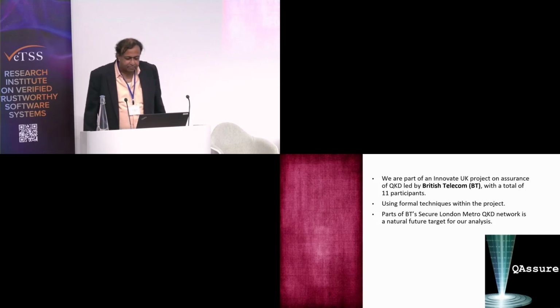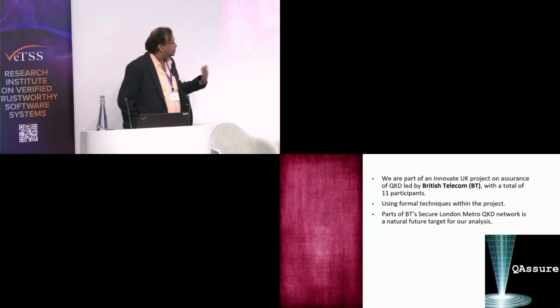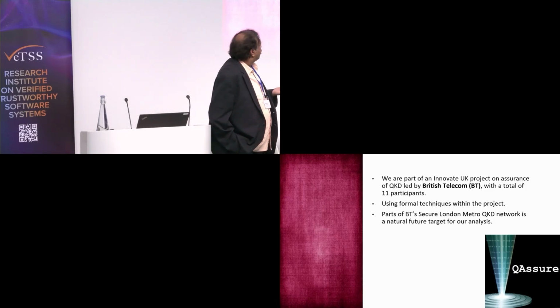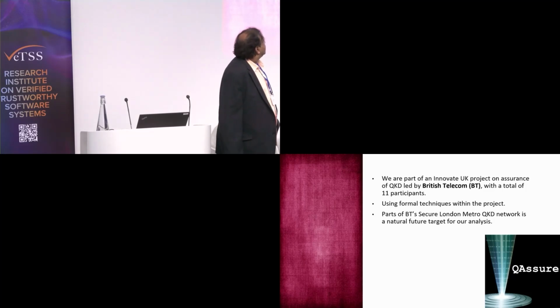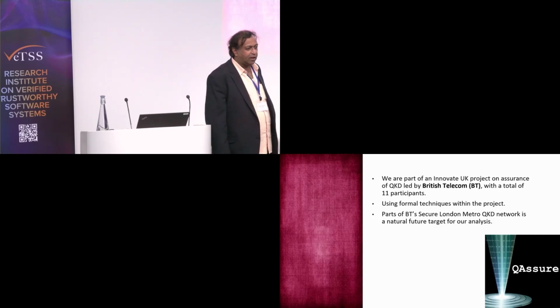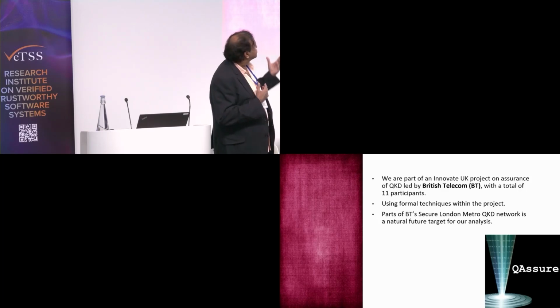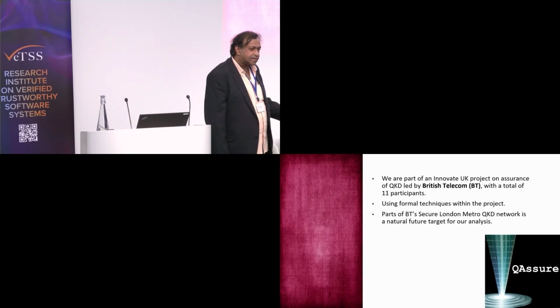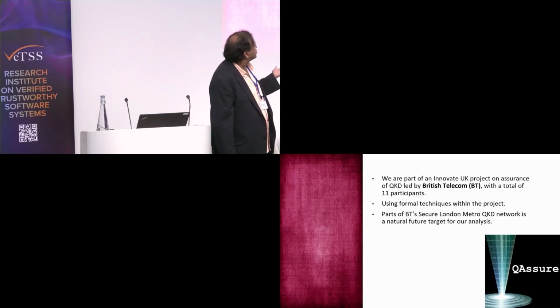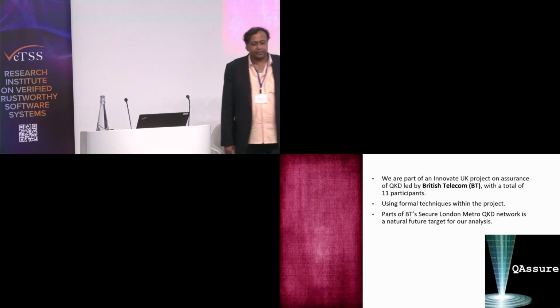One more thing I wanted to mention before I stop. We, as a company, QUÄNTangle, which I formed maybe a year and a half ago, are part of an Innovate UK project. This is on assurance of QKD, led by British Telecom, with 11 participants, including HSBC, Toshiba, and King's. Mohammed is one of the partners, and Harsh here is helping us, working on the project. The idea is to use the formal techniques we've been developing over the years in the context of assuring quantum key distribution. Like I mentioned, BT has a network, and HSBC and Ernst & Young are using it. We would like to look at some components of that, but we haven't got to that yet. So that's the QAssure project. You can have a look at it as well.